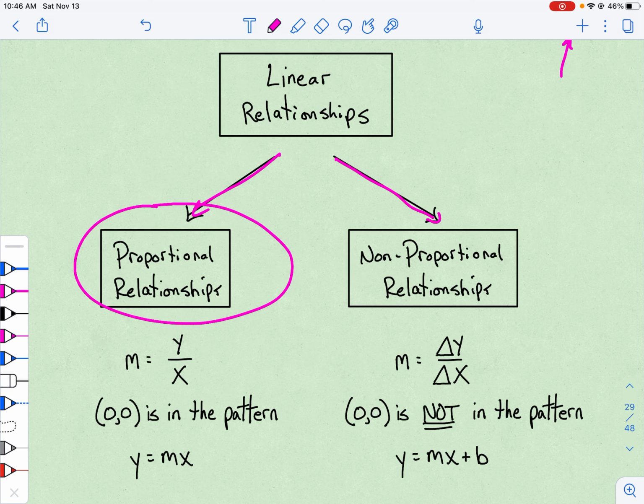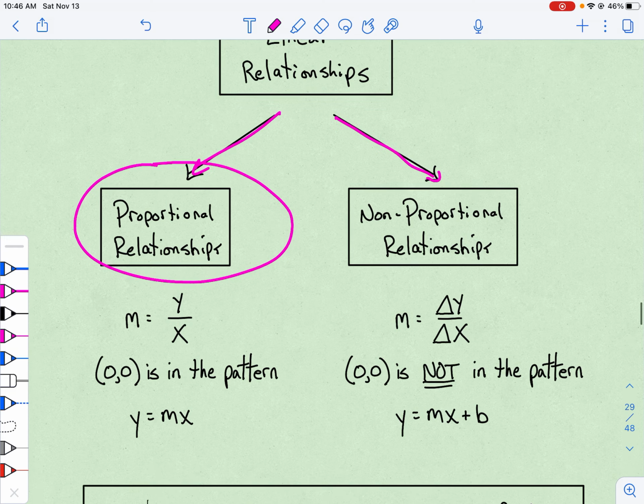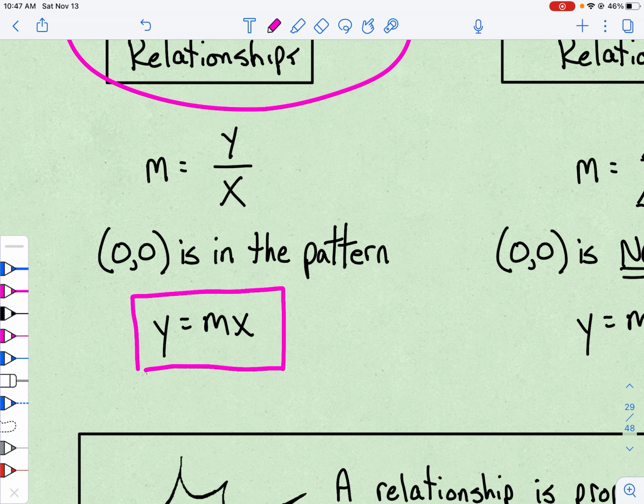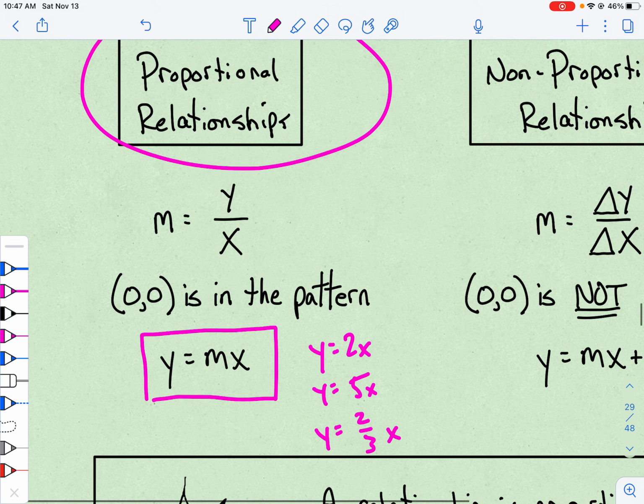The key ingredients of proportional relationships are, I guess, three things. First, you can write a pattern in an equation that looks like this: y = mx, and m is your slope. So it might be something like y = 2x, or y = 5x, or y = 2/3 x. Any of those things are examples of proportional relationships.